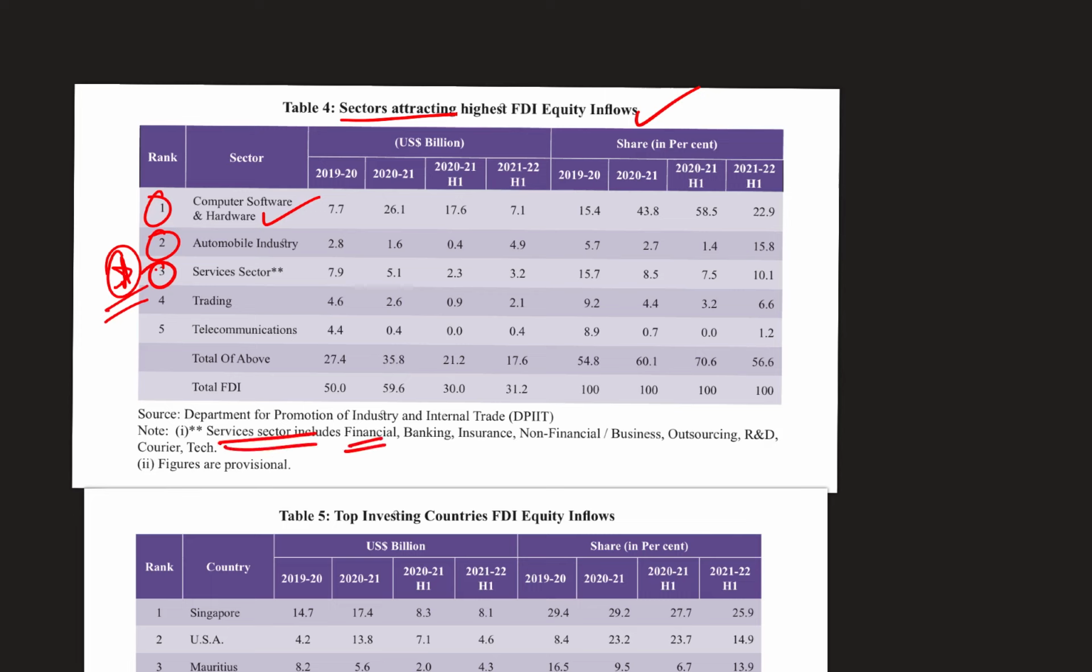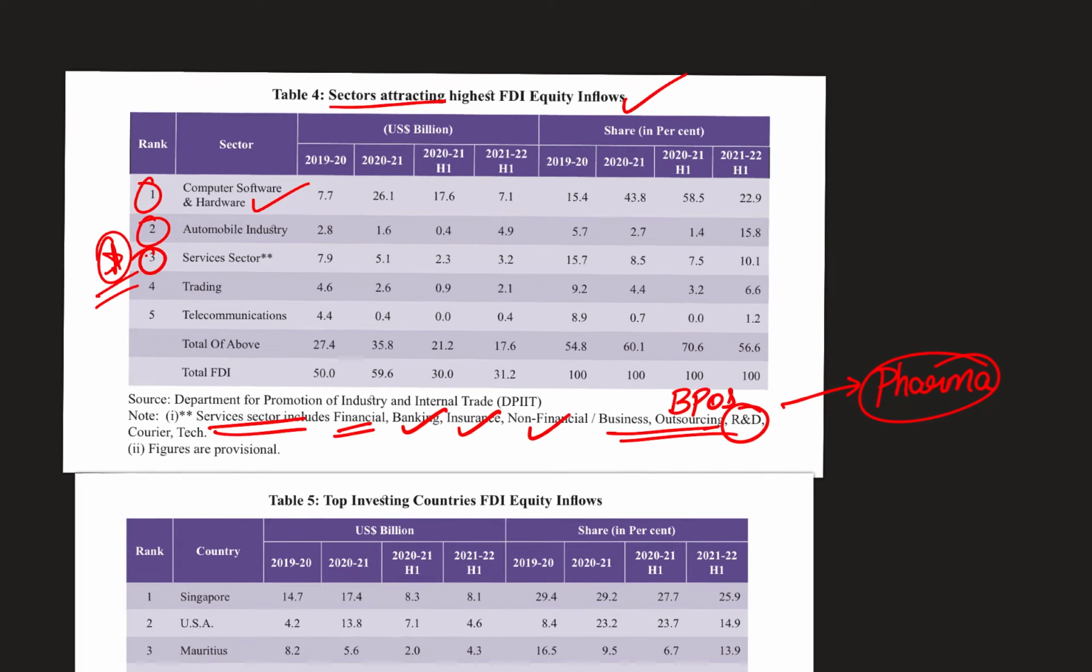Let's say, for example, fintech, banking, insurance, and non-financial such as business outsourcing. Let's say, for example, BPOs and R&D activities, because, for example, if you take the case of pharma companies, a part of R&D is outsourced to India because it is much cheaper here. The workforce is much cheaper here. So all this also comes under the services sector.